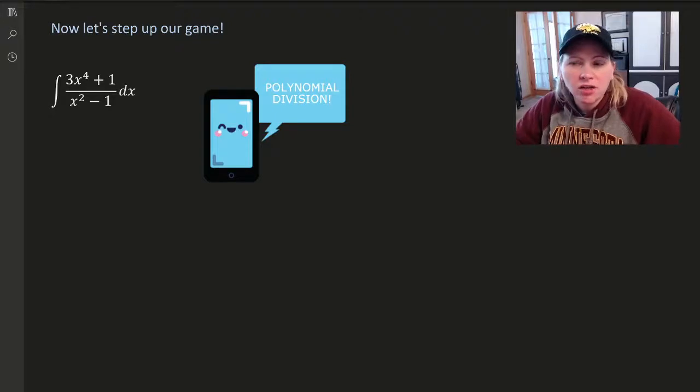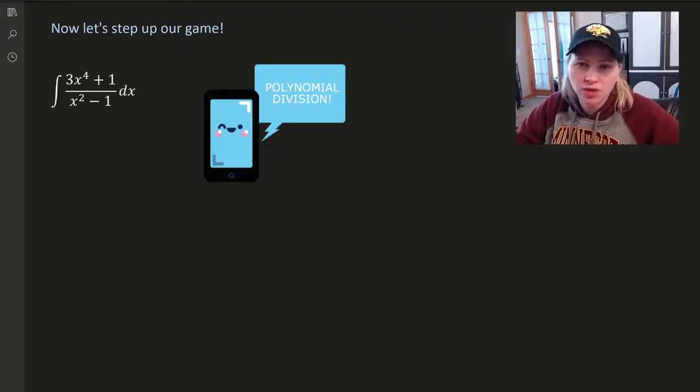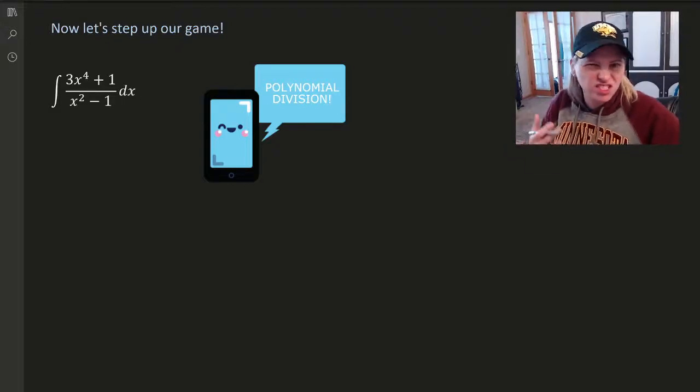Now we're going to take a look at an example where we have to do a little bit more work before we can use partial fractions. When I look at this, I know that if I try to let u be the denominator, u substitution is going to fail. I know that I can't do anything with it in terms of trying to make it fit with integration by parts, or it's just not going to work.